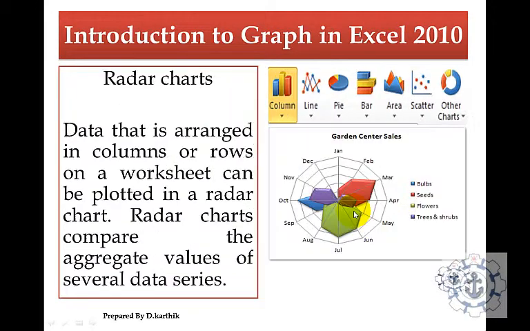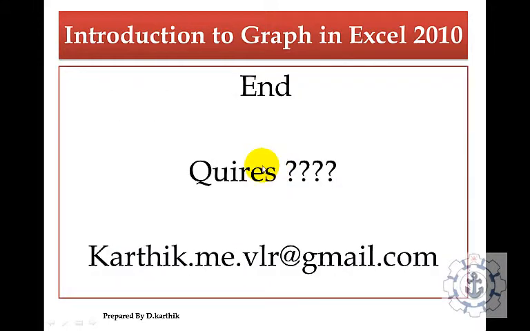Radar chart: the data that is arranged in a column or row on a worksheet can be plotted in a radar chart. A radar chart compares the aggregate values of several data series. So this is called a radar chart. This is the example for a radar chart.